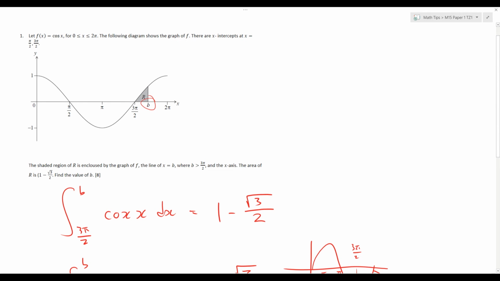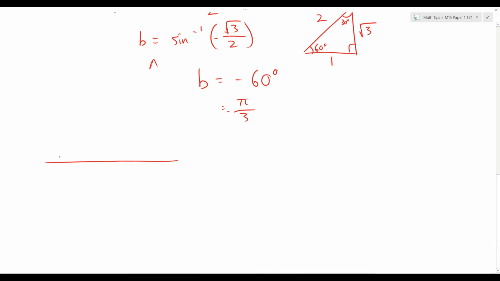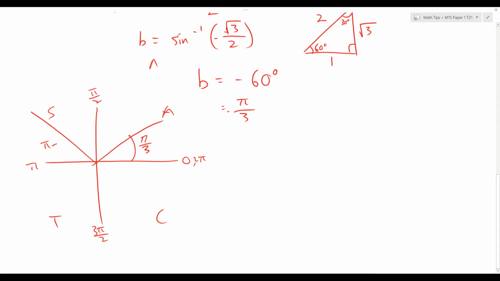So then, is that all? Of course that's not all. If we look at this, b must be a positive number. So how exactly are we going to find that? Well, simply we use our magical CAST diagram. We know that this is 0, and actually 2π. This is π/2, this is π, and this is 3π/2. And we learned that here we have 0 plus π/3. Therefore, here we have π minus π/3. Here we have π plus π/3. And here we have 2π minus π/3.